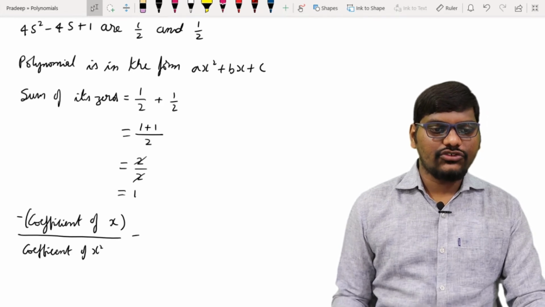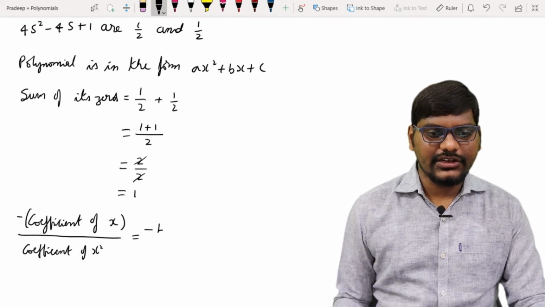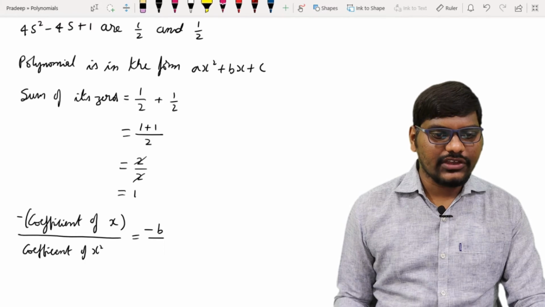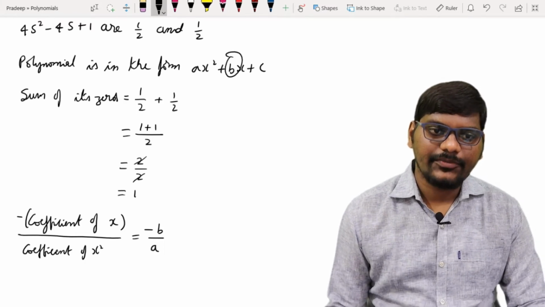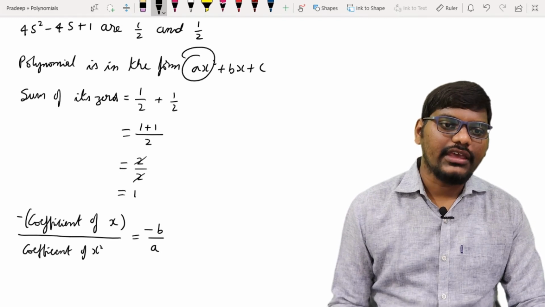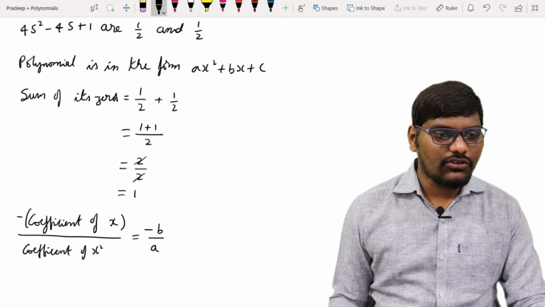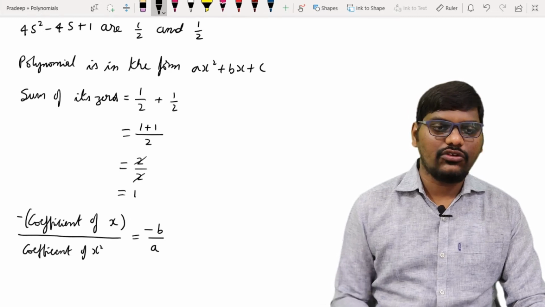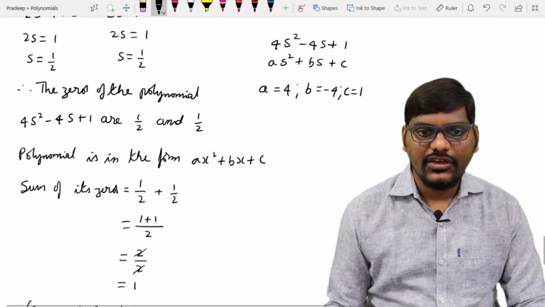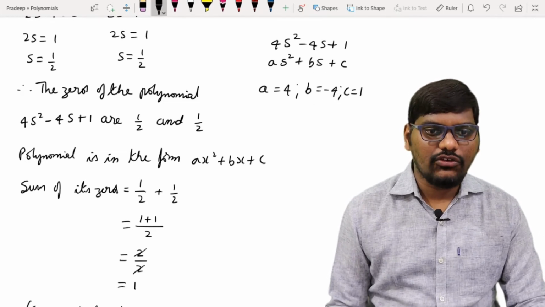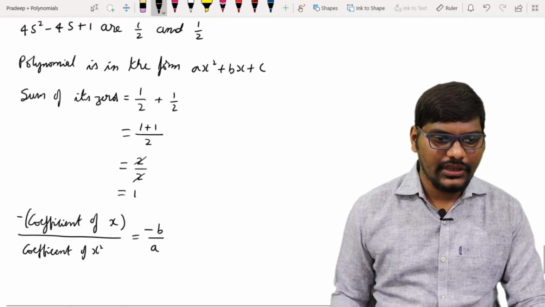Okay, where that should be equal to the coefficient of x, in the sense we can simply write that is minus b, and the coefficient of x square, that is a. Okay, the coefficient of x is b and the coefficient of x square is a from the general equation that we were writing. So whatever the coefficient of x, that value we wrote above here, you will see the coefficient of x we wrote is minus 4, and the coefficient of x square is 4. We'll just substitute both of these over here.